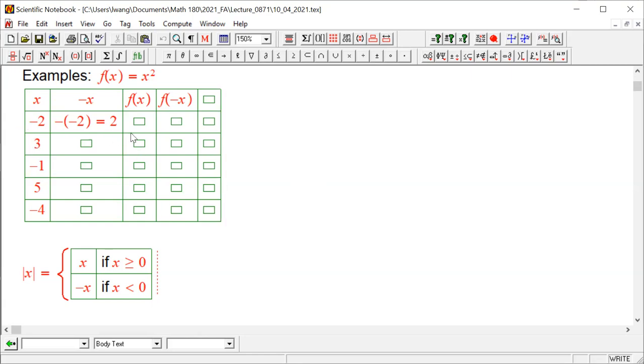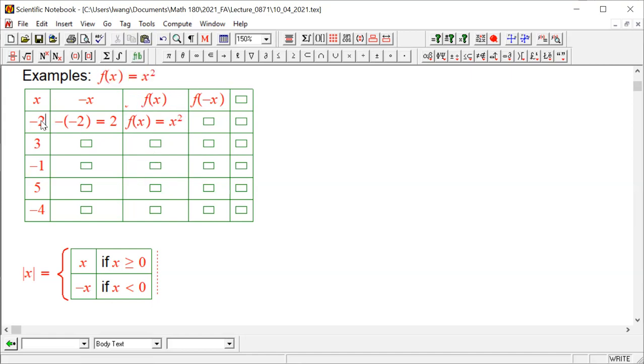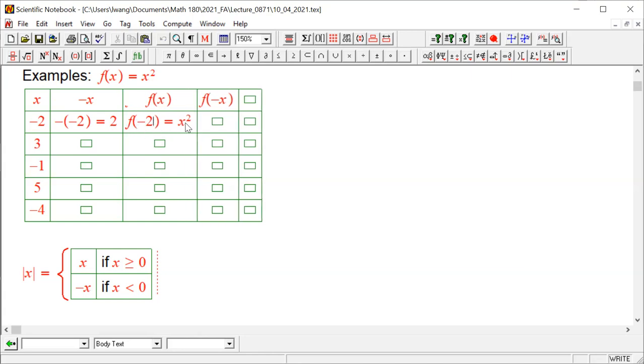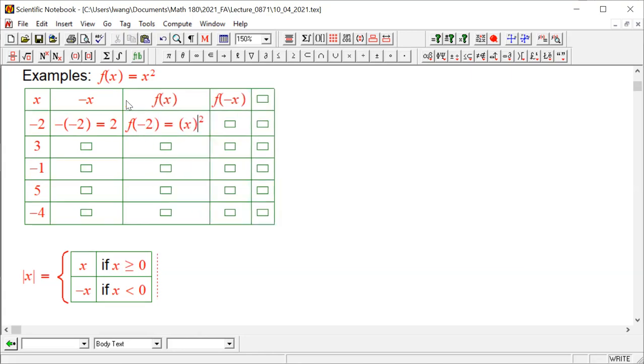Okay, so now let's work through this. What is f of x? Okay, this is an absolutely basic skill, the kind of basic skill you will need for your future classes. So let's do it. So f of negative 2 means what? x will be replaced by negative 2.